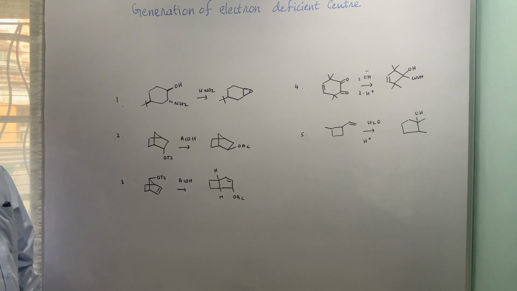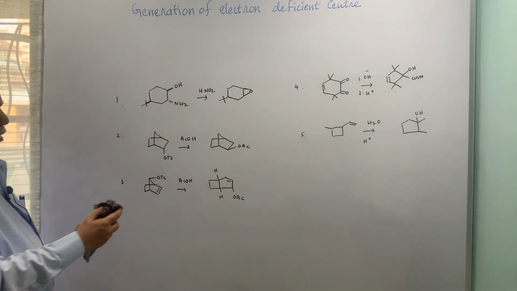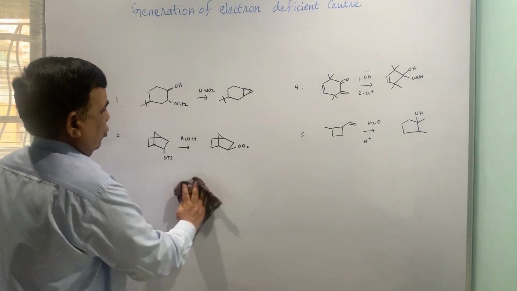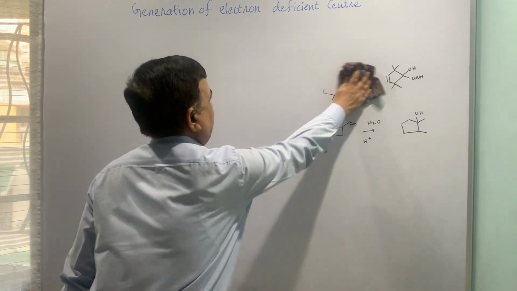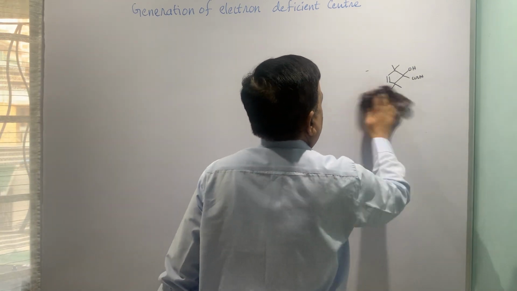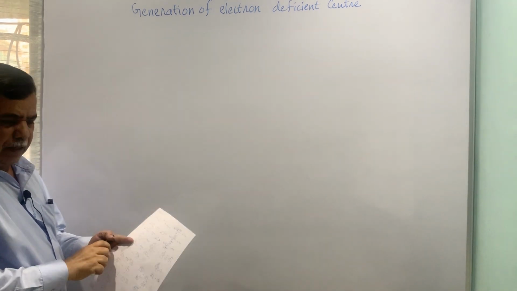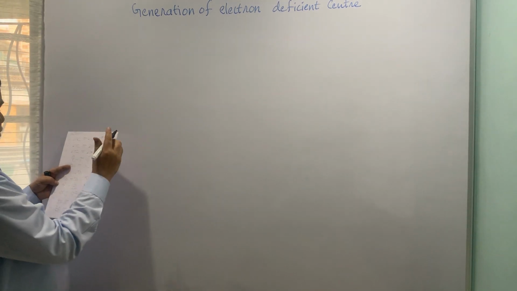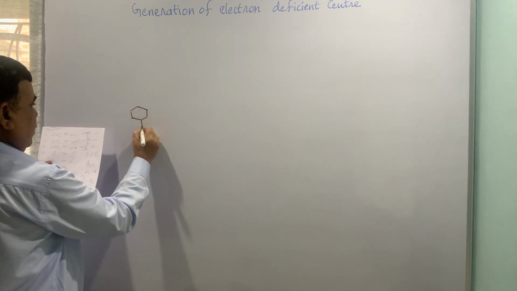I'll solve one example for the benzylic acid rearrangement, the extra example. Okay. Now these are 5 examples you can solve at home, and one more example I am doing for you, that is the benzylic acid rearrangement. Now this example is often asked in exams, so that's why I am doing it quickly.